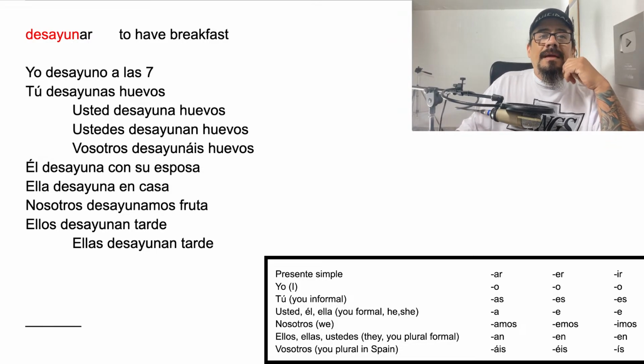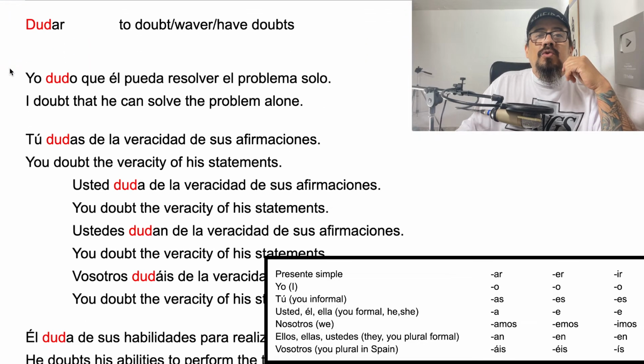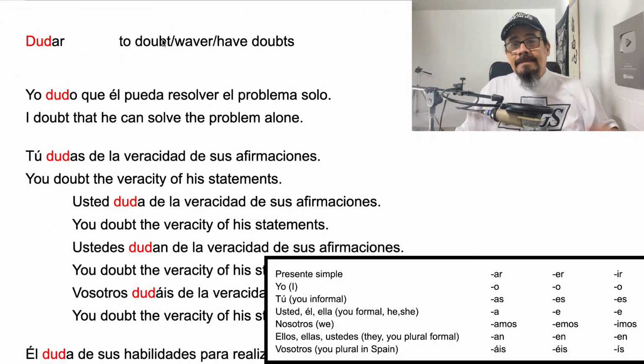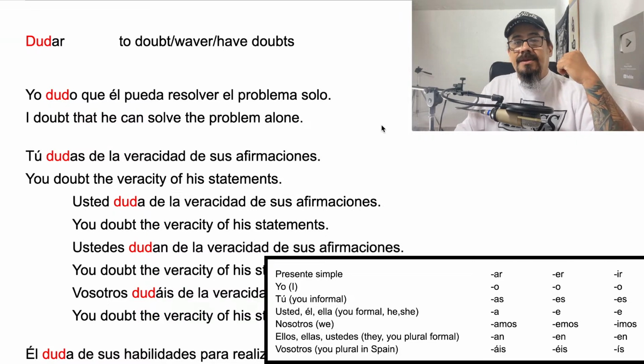Desayunar, to have breakfast. Oh, that was the verb that we saw in the last class. Yeah. Dudar, it's a regular verb. Okay, perfecto, Malik. Thank you.